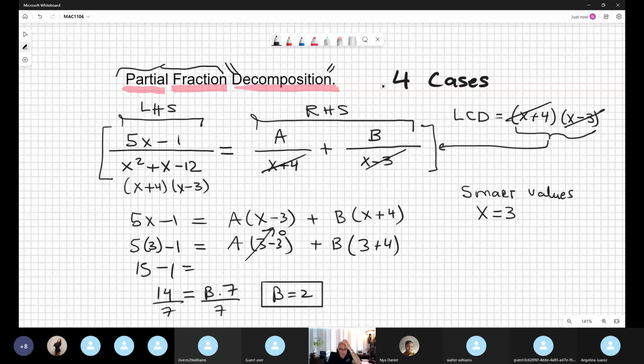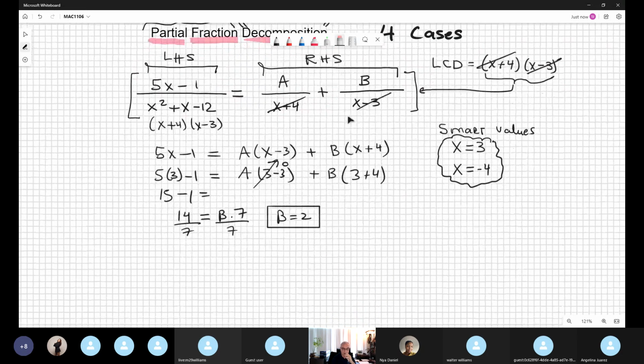Similar idea, I use another smart value, that is -4. Why -4? Because when I plug in -4 here, x plus 4 is 0 and the B part disappears, and I get the A part. In this example everything is nice, but not always is nice. We have two smart values, and using them you solve A and B, but that does not always happen. You will see another example. This is the trivial elementary example.